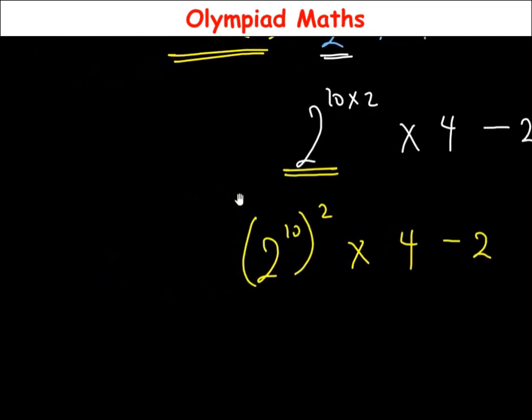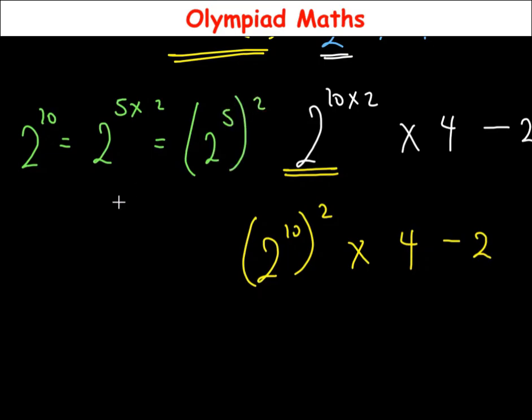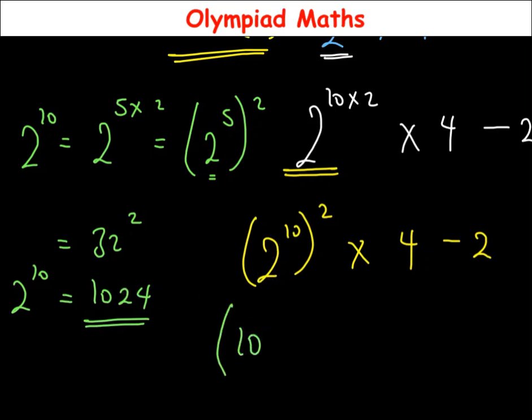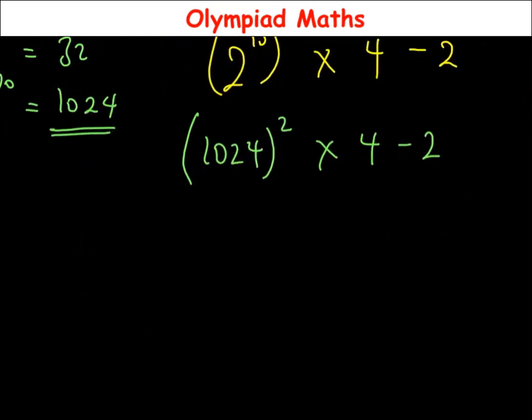So let us solve this right here. 2 raised to power 10 is equal to 2 raised to power 5 times 2, and this can be written as in bracket 2 raised to power 5, power of 2. Now 2 raised to power 5 is equal to 32, and 32 squared is equal to 1024. So that means 2 raised to power 10 is equal to 1024. In place of 2 to the power of 10, we'll bring in 1024 all raised to power 2, then times 4, then minus 2. From here, we need to simplify the value of 1024 squared.